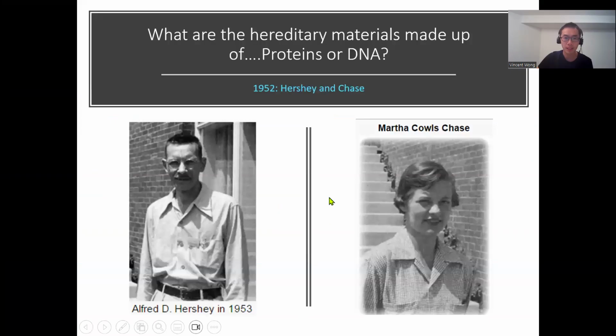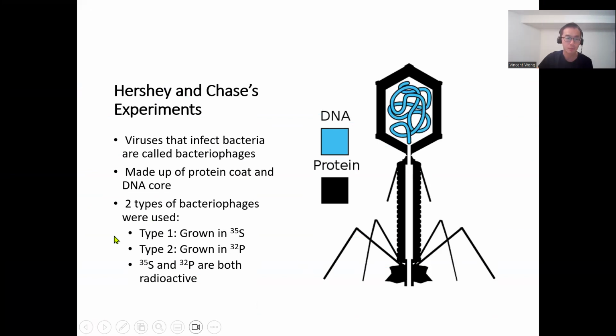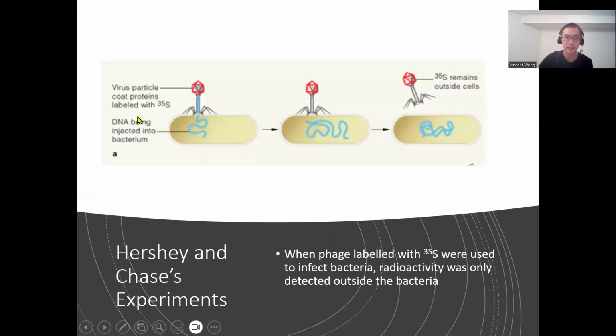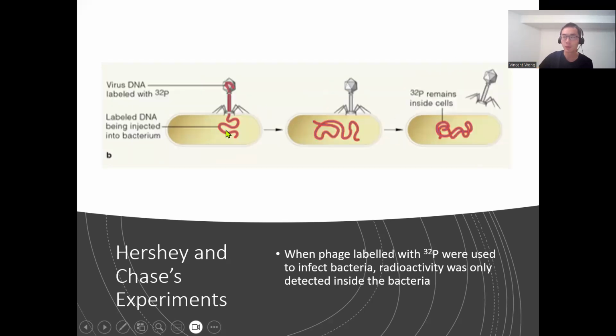Let's go back to PowerPoint here. We talked about this already. And then this is the experiment. If you only label it with sulfur 35, then the sulfur 35 remains outside. You will only detect it at the top layer. If you label it with phosphorus 32, the DNA went in and you would detect it in the bacteria at the bottom layer. Okay.